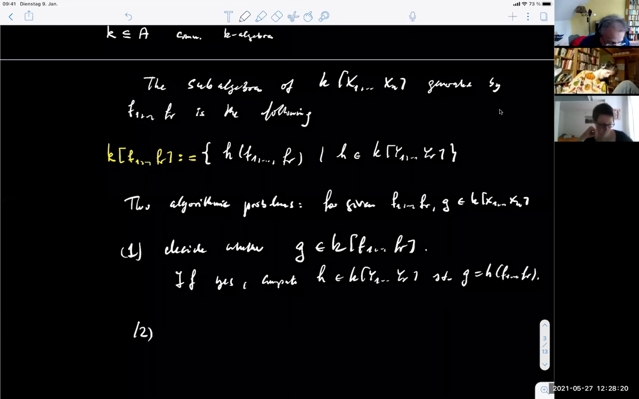Okay. The f1 up to fr, they may have relations. I should have given an example. Yeah, they may have relations. They may not be independent.